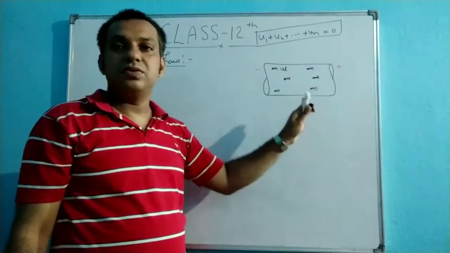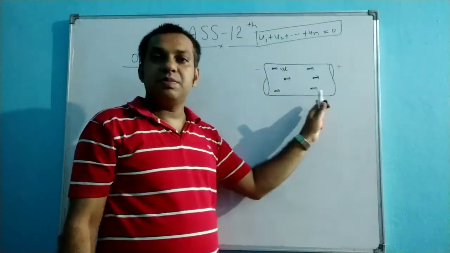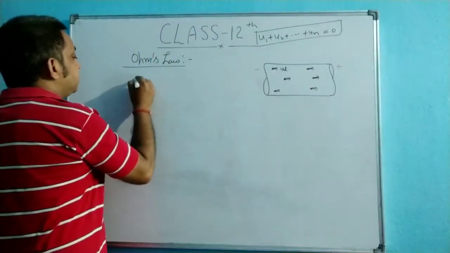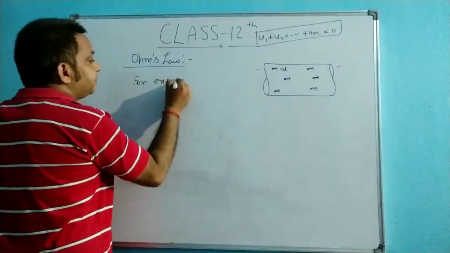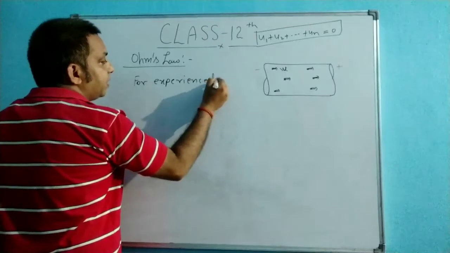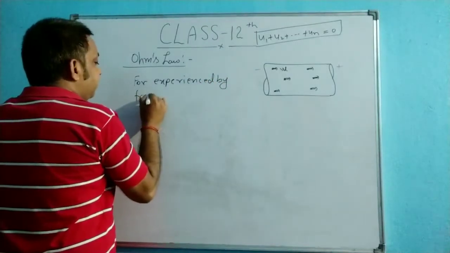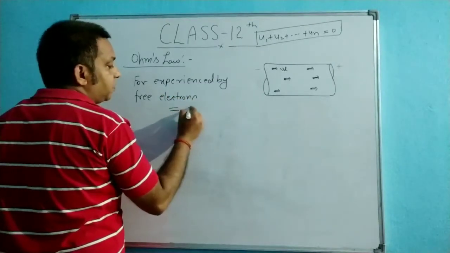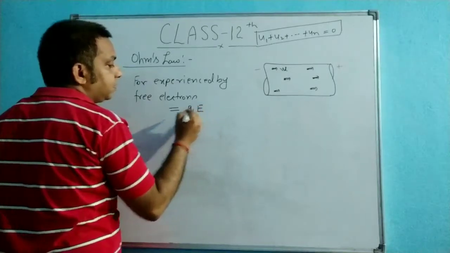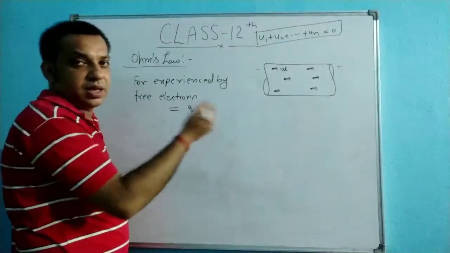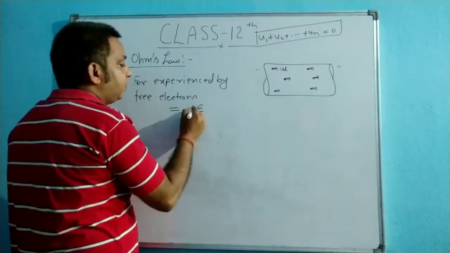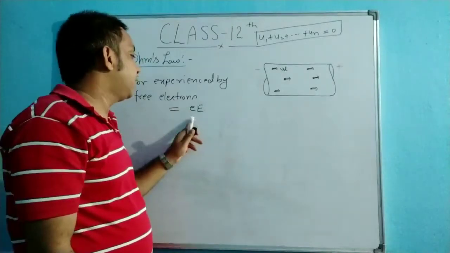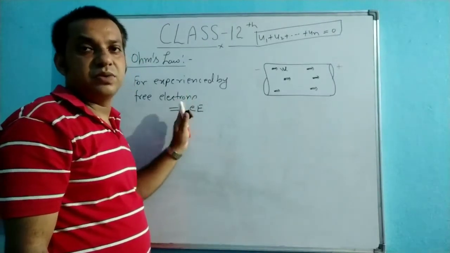When you apply the electric field, there is a force experienced by the free electrons. What is the value of the force? The force experienced by free electrons is F equal to Q into E. But here I am assuming an electron, so the force experienced by an electron is e into E, from the same formula F equal to Q into E.